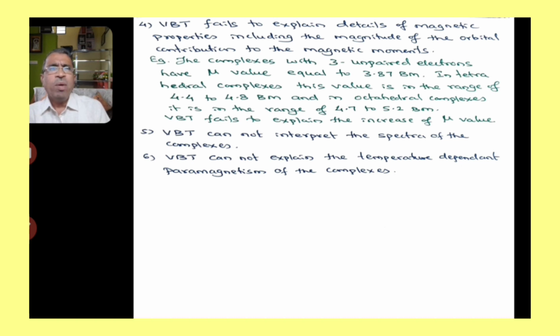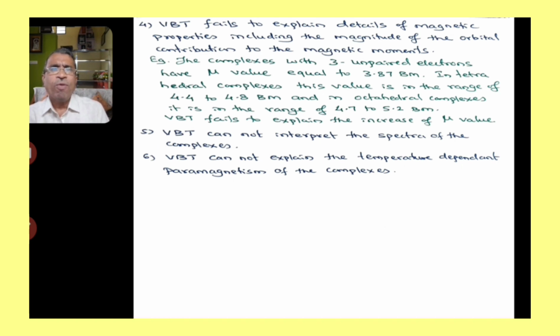The example for this is that complexes with 3 unpaired electrons have a magnetic moment value equal to 3.87 Bohr magneton. In tetrahedral complexes, this value is in the range of 4.4 to 4.8 Bohr magneton. And in octahedral complexes, it is in the range of 4.7 to 5.2 Bohr magneton. Valence bond theory fails to explain the increase of the magnetic moment value. Students, regarding this, I will explain the magnetic moment in the subsequent classes.